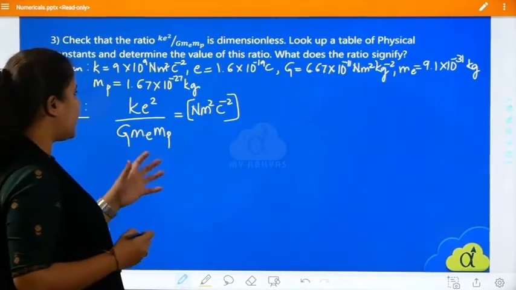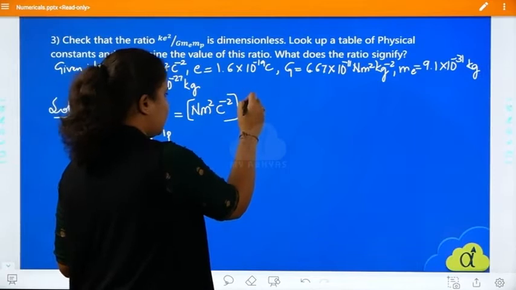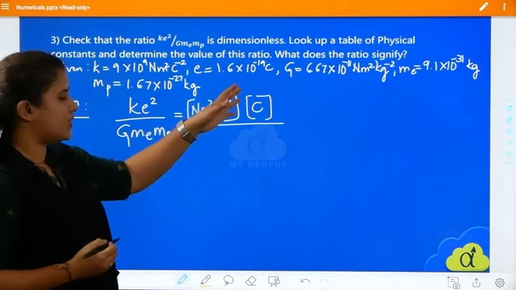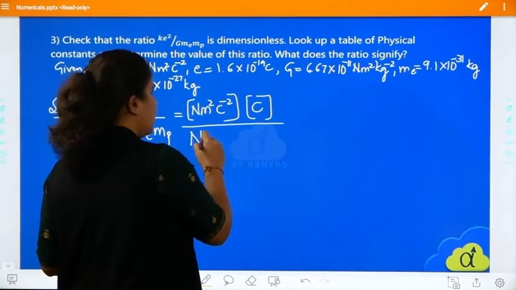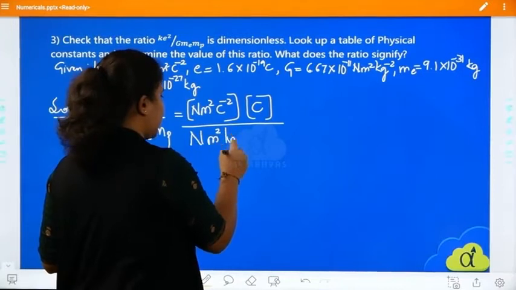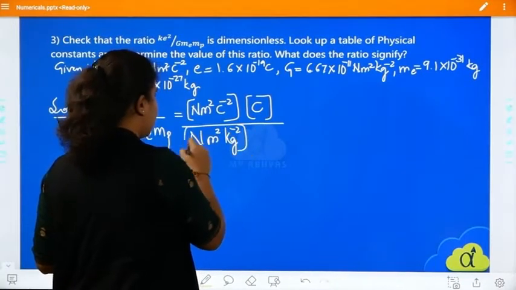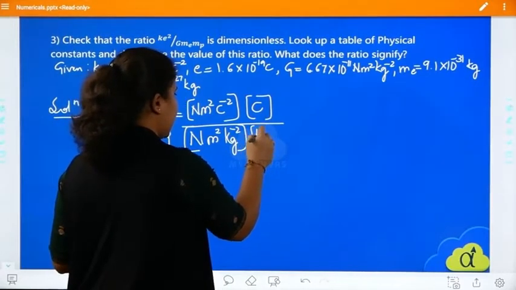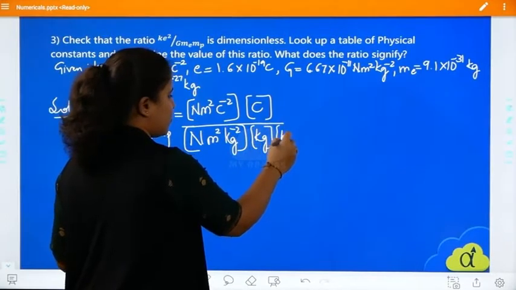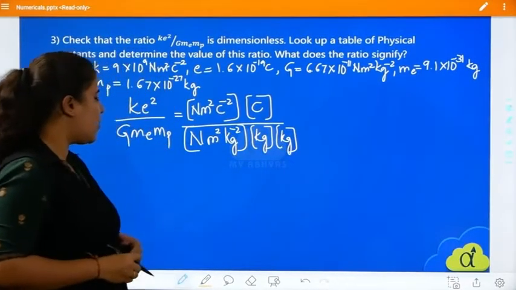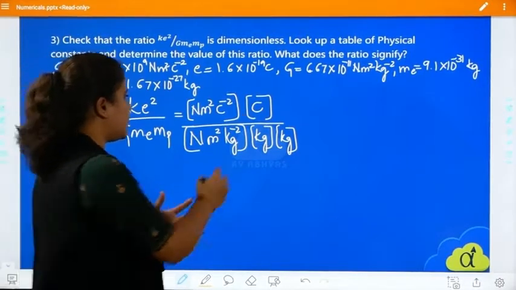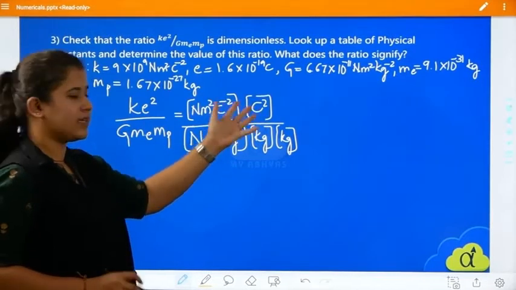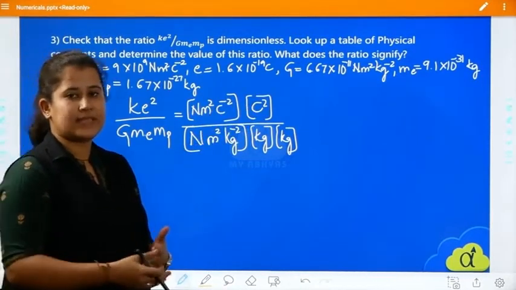Okay. And after that, the charge of the electron, it is coulomb. And then below I have G. The SI unit of G is nothing but Newton meter square per kg square. Okay, and after that, the mass of the electron is kg, and the mass of the proton is also in terms of kg. So now while solving this, what will I get? Here it will be squared, because it is e square, right? So e square is nothing but coulomb square.